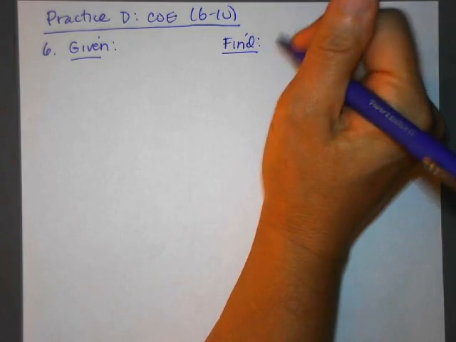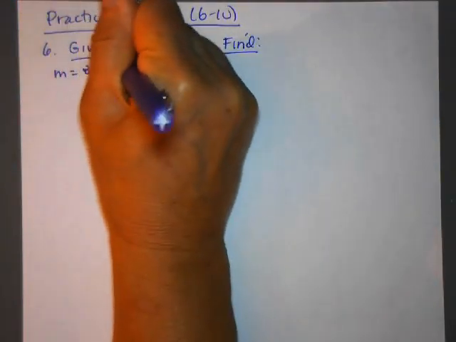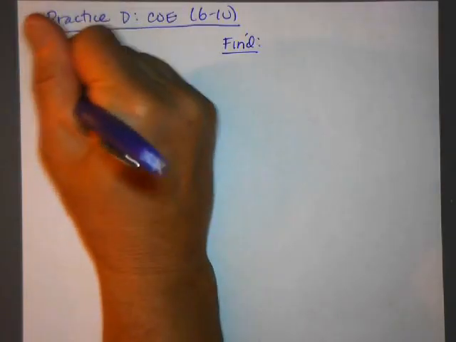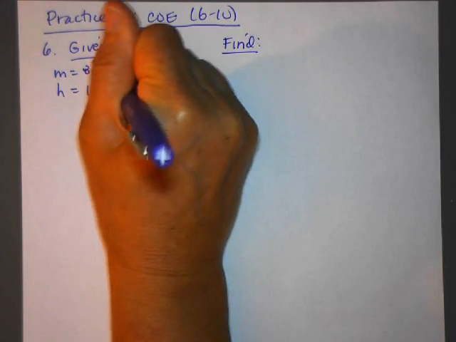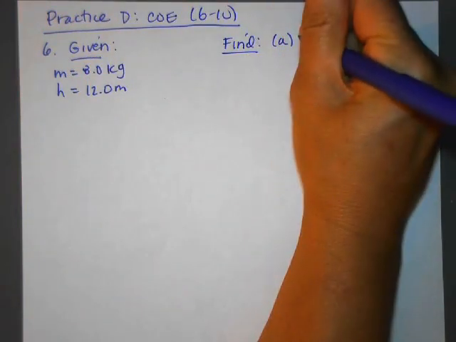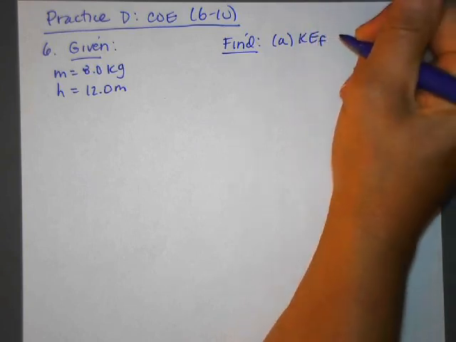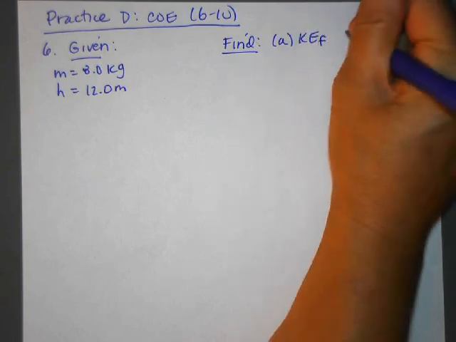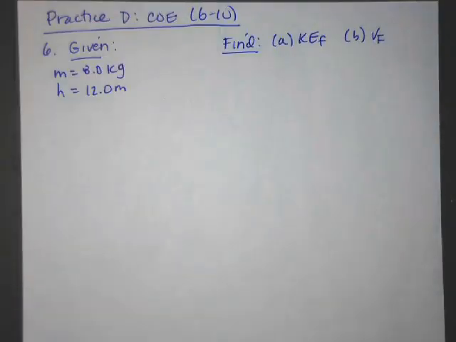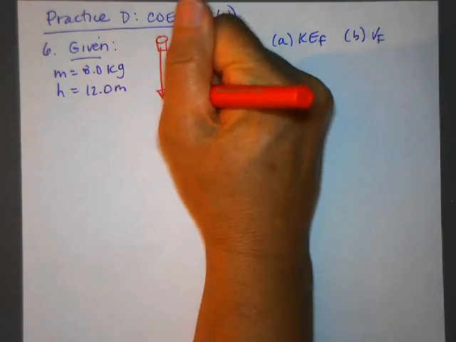So it says an 8-kilogram flower pot falls from a window ledge 12 meters above the sidewalk. What is the kinetic energy of the pot just before it reaches the sidewalk? Using energy considerations only, find the speed. So remember, here's our flower pot, and it's falling to the ground.